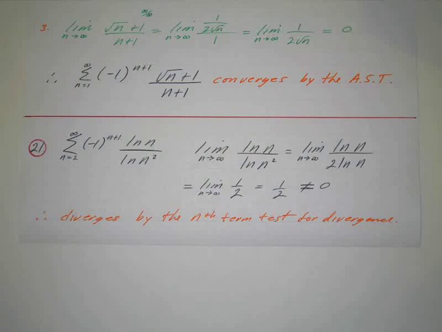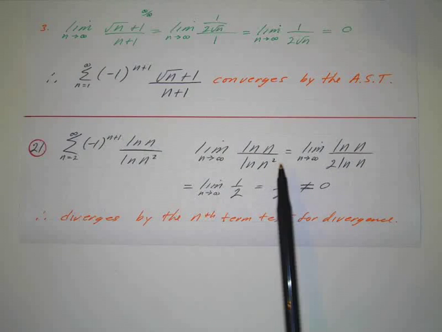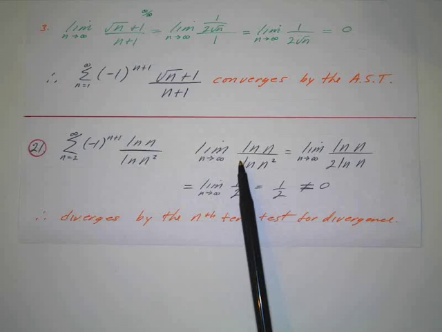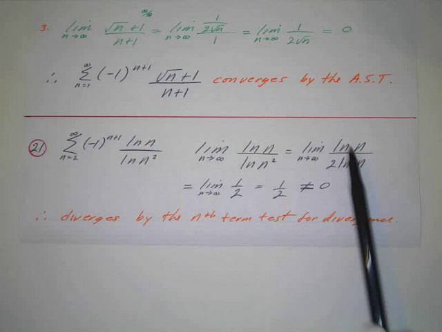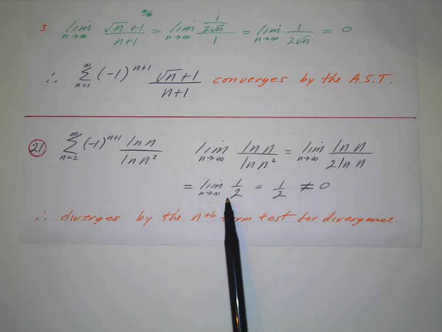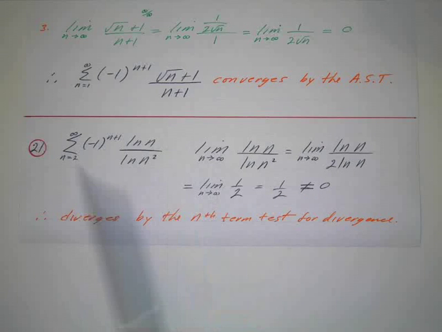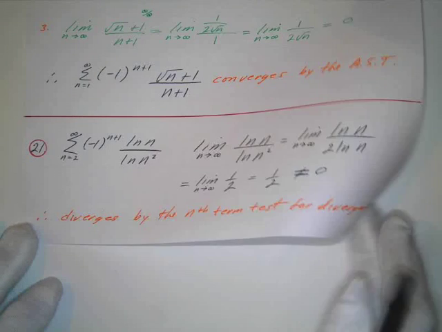Just by checking, we can try the nth term test for divergence first. If I take the limit of the nth term, remember we can put this 2 in front by using our law of exponents. And I got the natural log of n over the natural log of n, and that just becomes 1. So I have the limit as n approaches infinity of 1/2, which is 1/2, and that's not equal to 0, so therefore it diverges by the nth term test for divergence. The limit of a sub n as n approaches infinity is not 0, so therefore that's that. So that's 21.